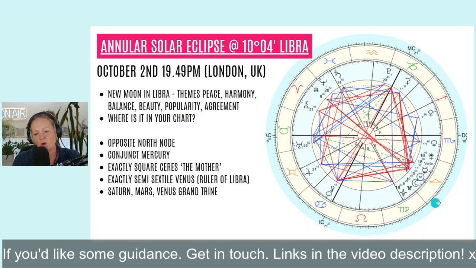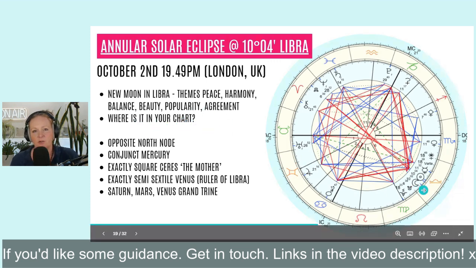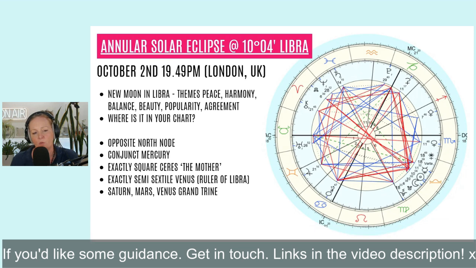So where is it in your chart? Where is it bringing about a sense of a new agreement, a new way of being, a new way to find peace and harmony, a new way to find balance, maybe a way to get final justice on something, to get a final reckoning, like a balance.